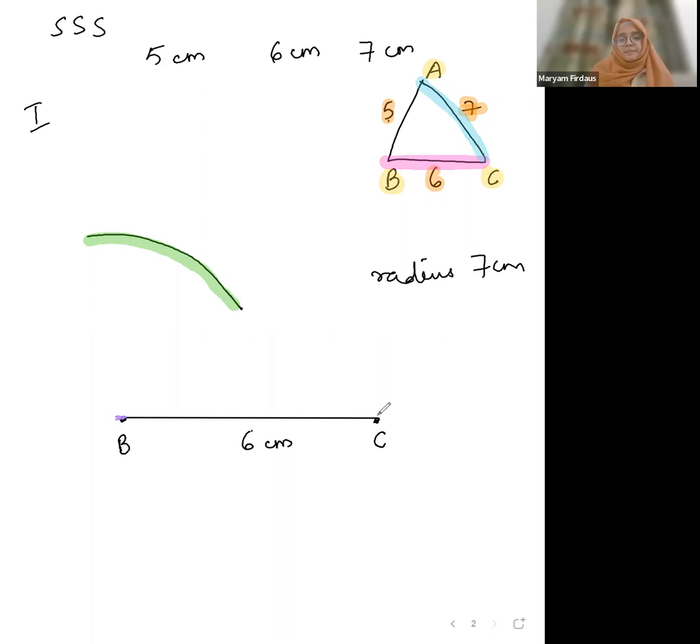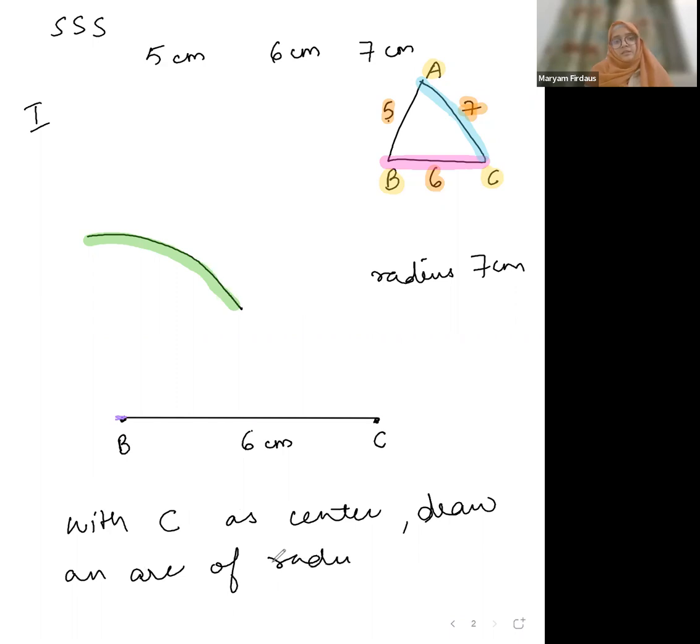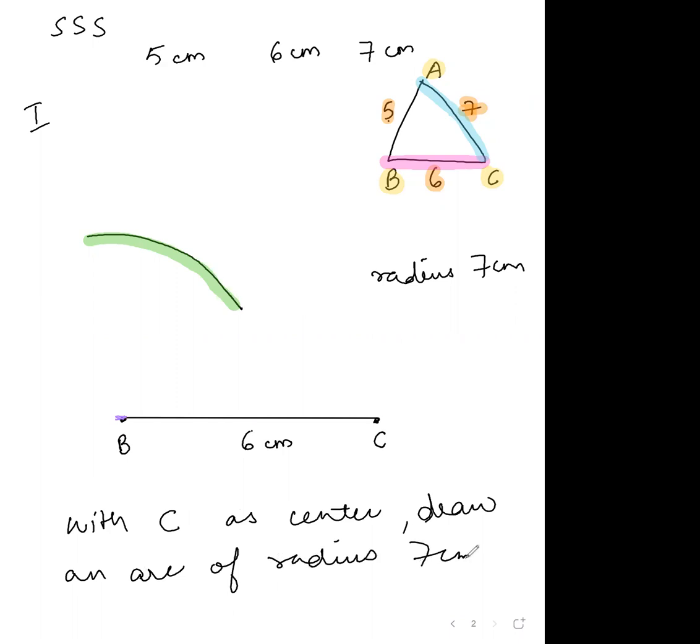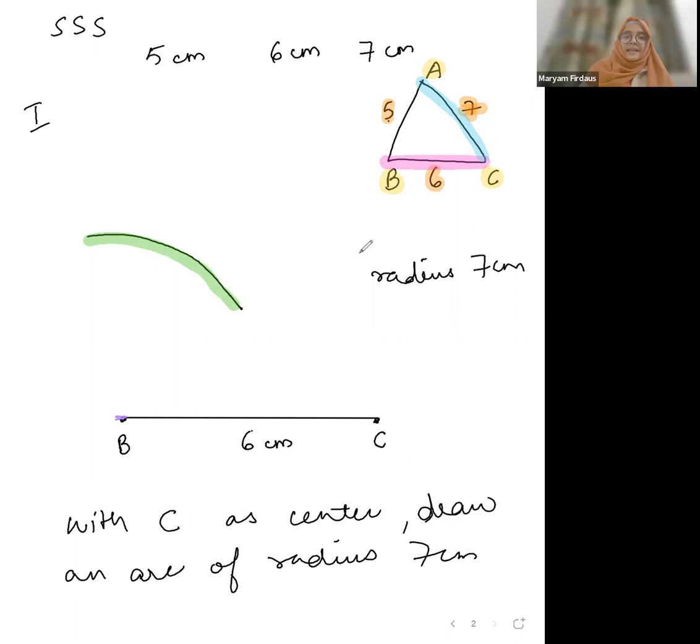Keep the needle at C. So how do we write it? We write with C as center, draw an arc of radius 7 centimeters. And that arc, should it be over here? No. That arc, you can look at your diagram for reference.